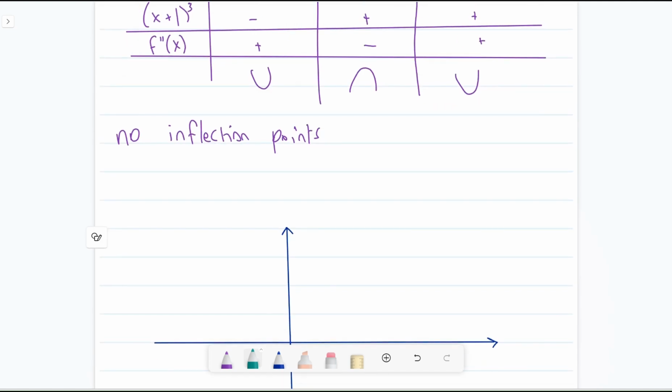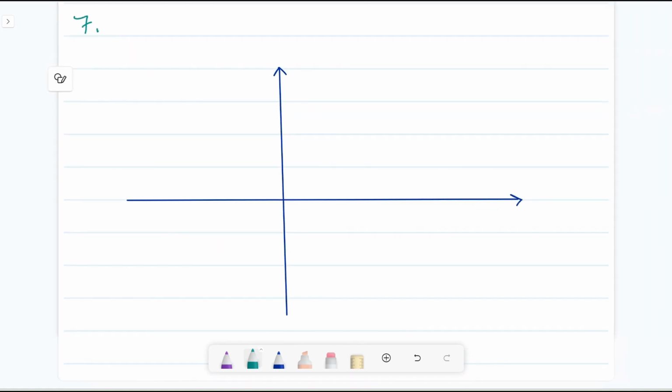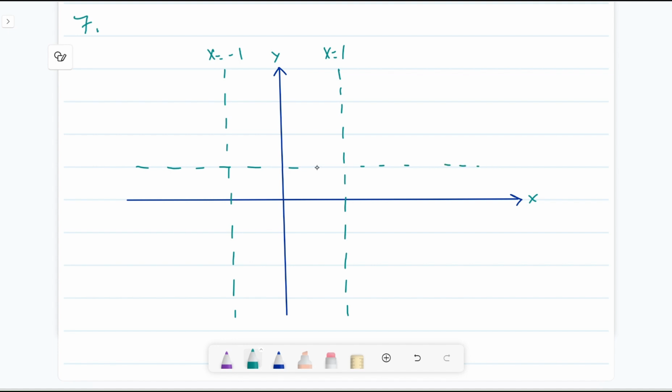So now we have reached our last step, which is sketching the curve. So first of all, of course, draw the x and the y axes. Next is sketch dotted lines for the asymptotes. So we have an asymptote at x equals 1 and at x equals negative 1. And we have a horizontal asymptote at y equals 2.